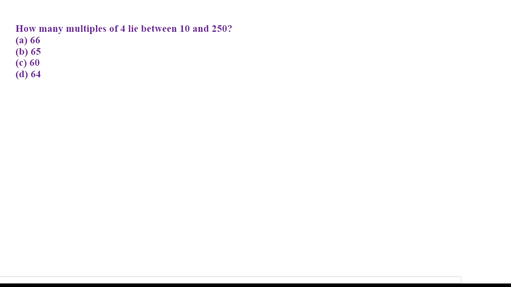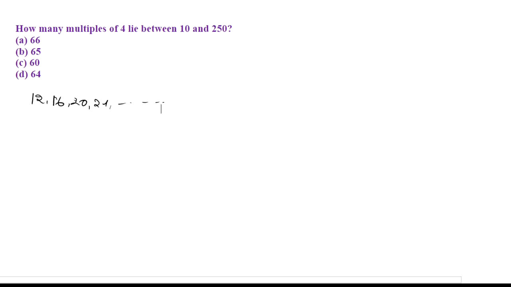Same type of question that we have already solved. How many multiples of 4 lie between 10 and 250? So what is the smallest multiple of 4 greater than or equal to 10? So the smallest multiple is 12. So what is the series? 12, 16, 20, 24 and so on.